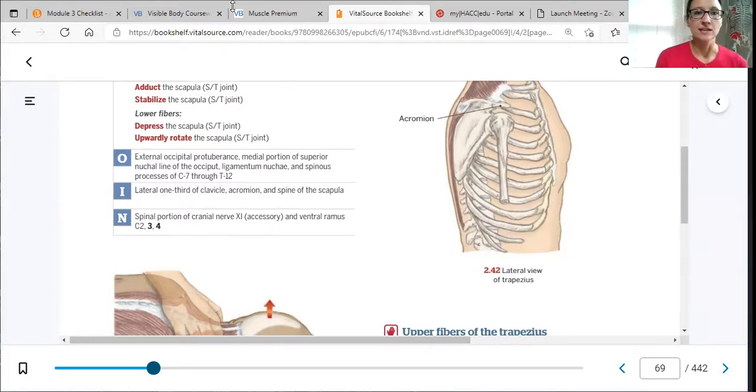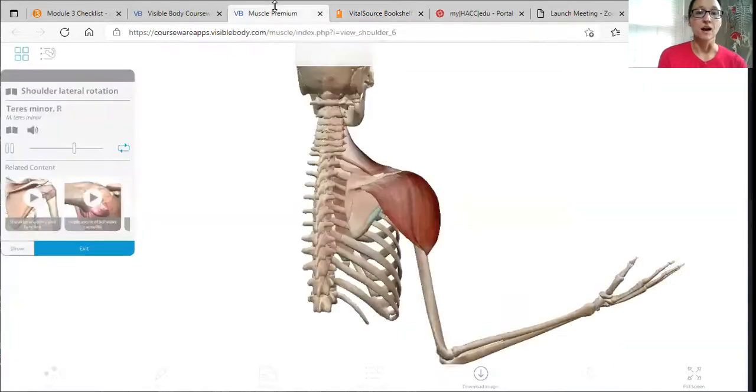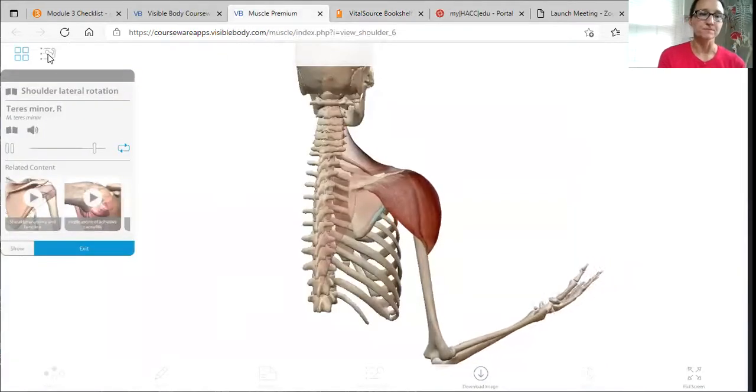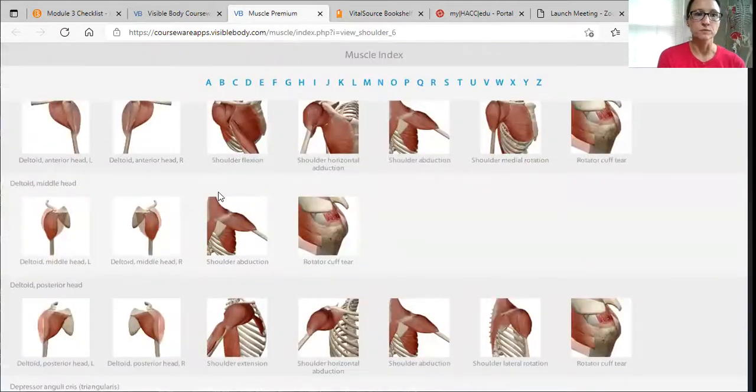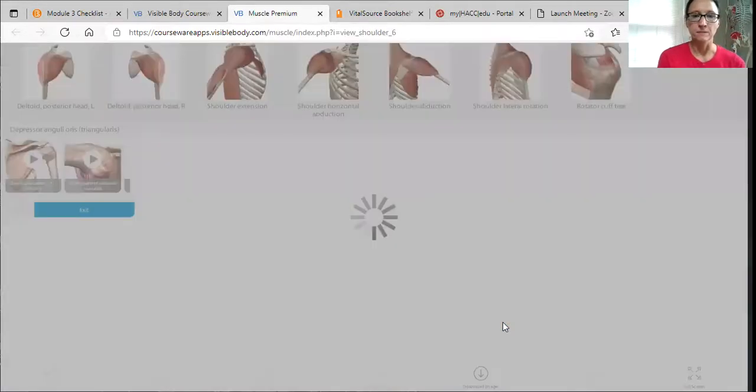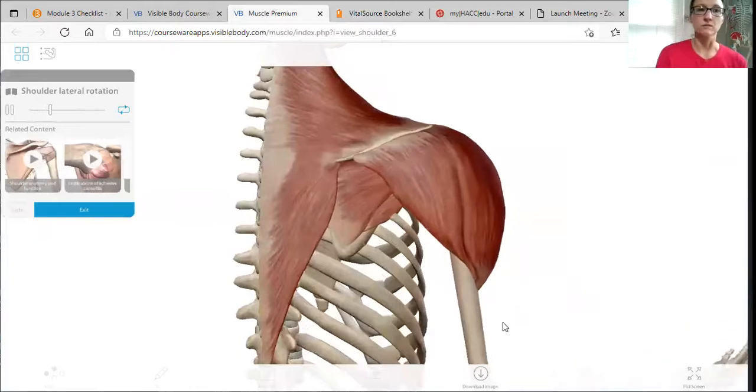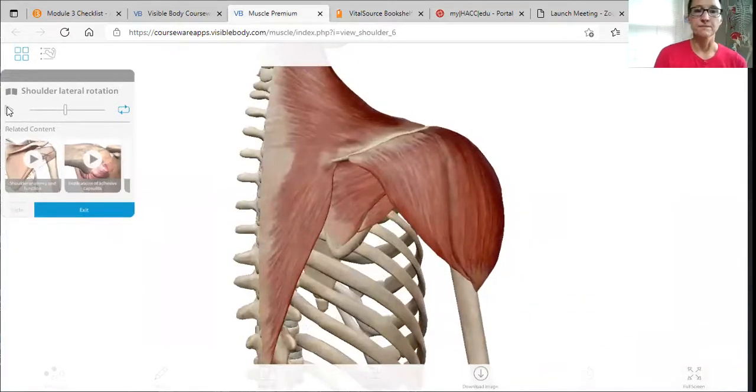So let's go ahead and get into our muscle premium here. I do want to show you, I just want to go back in there. Let's just go back here. Okay, so here we are. All of this is trapezius, as you can see. And here is the insertion.